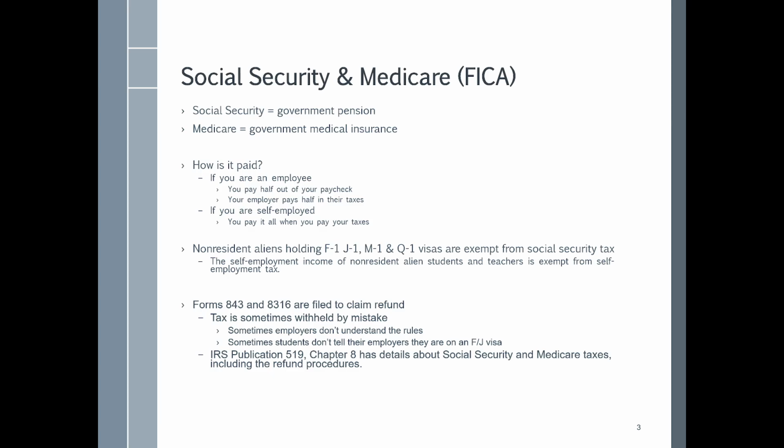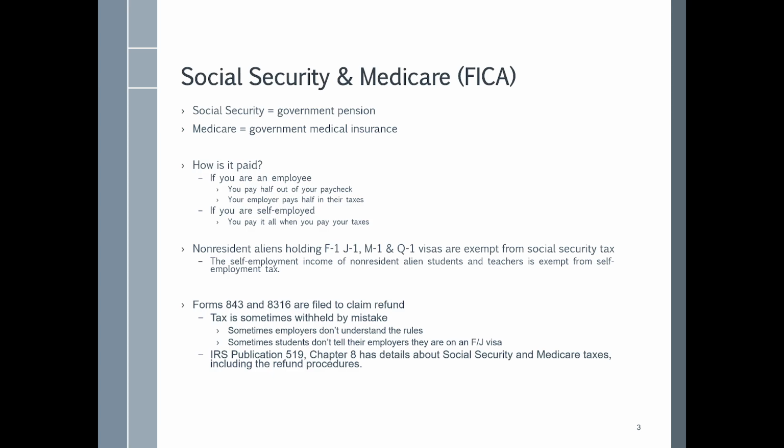There are some exceptions for who has to pay Social Security and Medicare taxes. And the big one that we're going to talk about today is that non-resident aliens holding F1, J1, M1, and Q1 visas are exempt from Social Security and Medicare taxes. And self-employment is also exempt as well, so you don't have to pay the double tax.